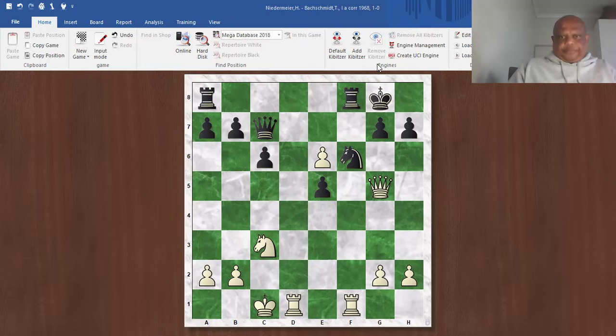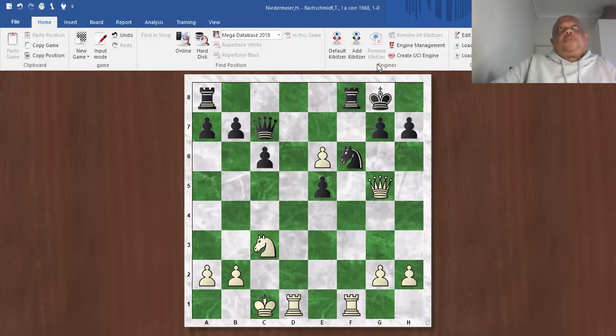Let's have a look at this position from a game. The game was played in correspondence in 1968 between Niedermeyer against Bachschmidt. Correspondence games, by the way, were from the time before computers, and one would write a move, put it in an envelope, and send it to the opponent, and so on. So it took a while, but I think they were much more accurate than many over-the-board games.